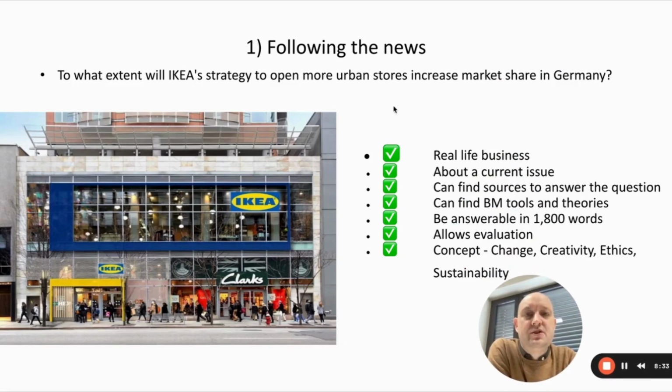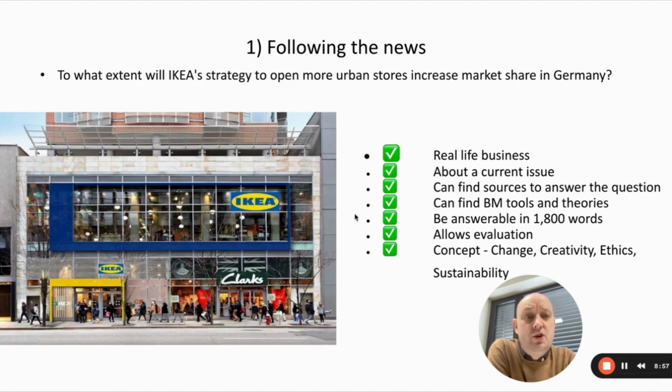I think the first one is just to follow the news. So go and look at lots of business news websites, follow the news consistently. So this is a question here. A couple of years ago, I think IKEA came up with a strategy to open more urban stores. So this is an urban store on the high street. Normally IKEA stores are outside the town and they're really big, but they're coming up with an idea to do more ones on the high street.